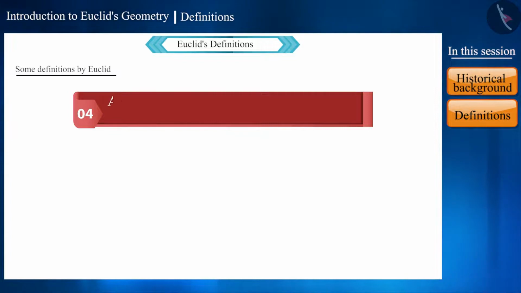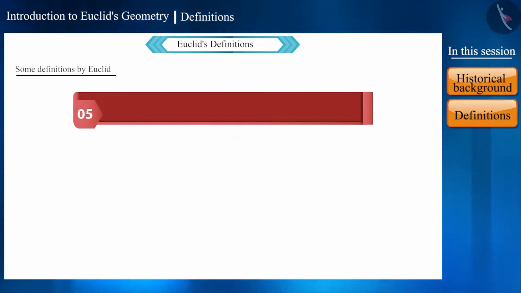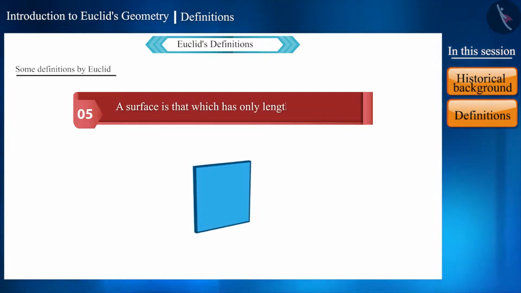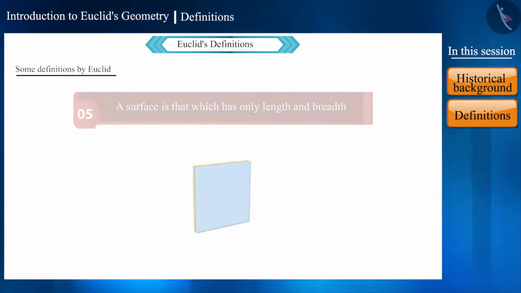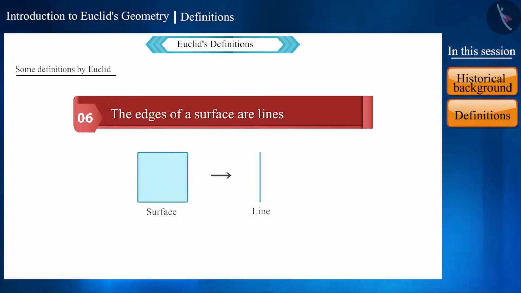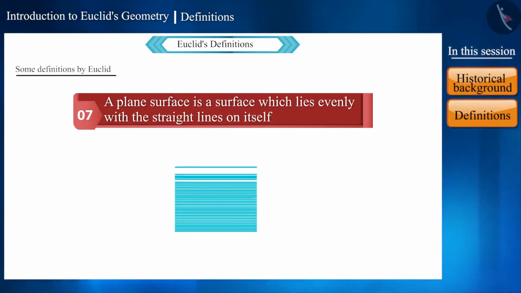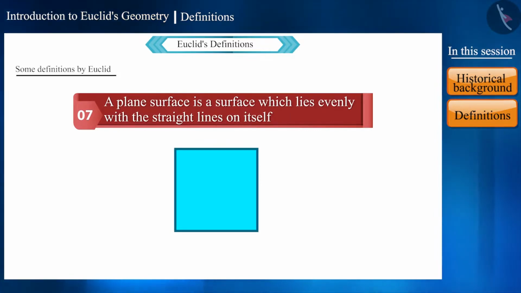This is the fourth definition. Line which lies evenly with the points on itself. That is, we can say that on joining many points, a line is formed. The fifth definition is that a surface is that which has only length and breadth. That is, we can say that a surface has no thickness. The sixth definition says that the edges of a surface are lines, sides, that is, boundaries. And the seventh definition says that a plane surface is a surface which lies evenly with the straight lines on itself. That is, we can say that there are many lines on a surface.